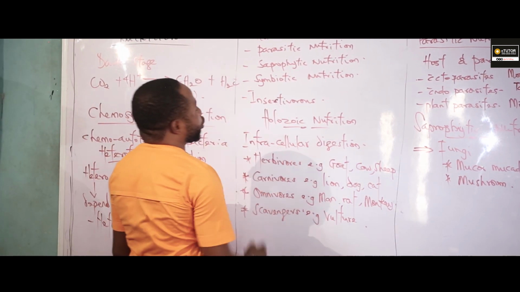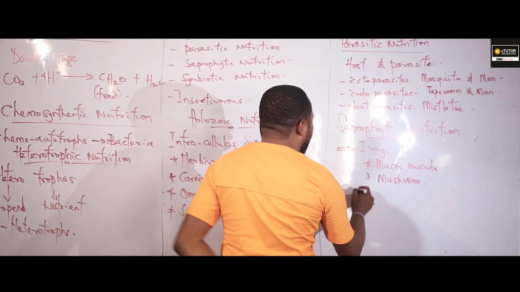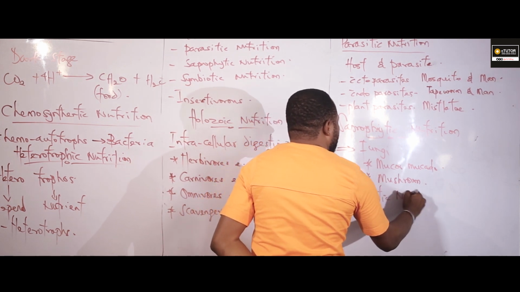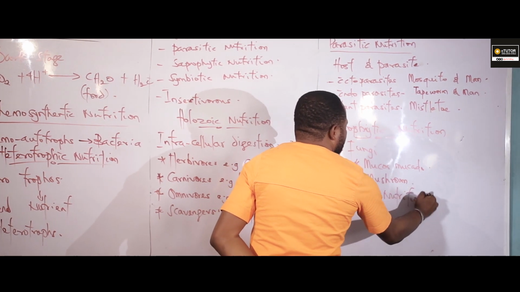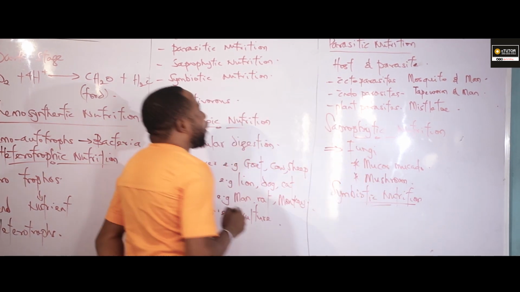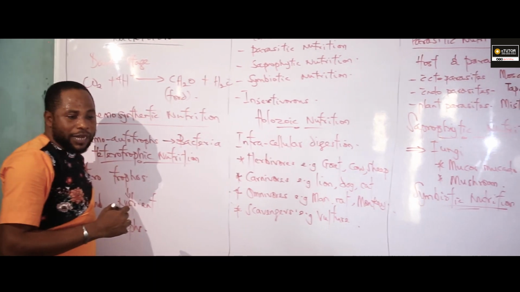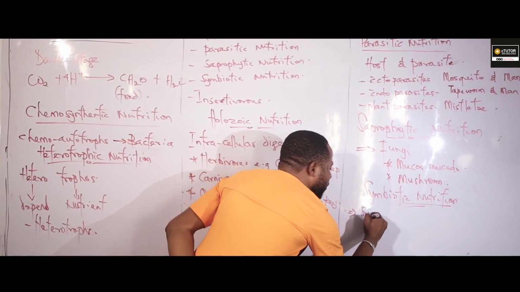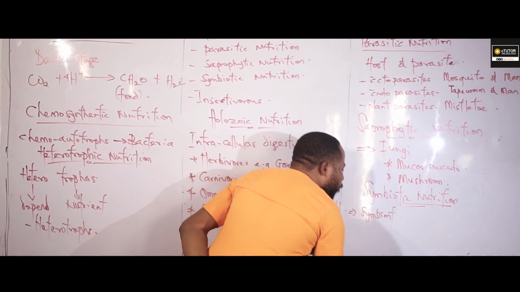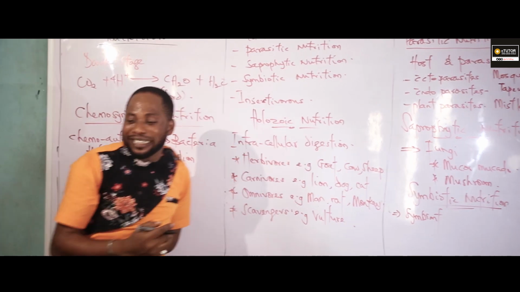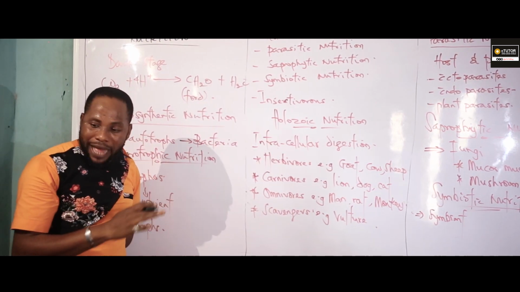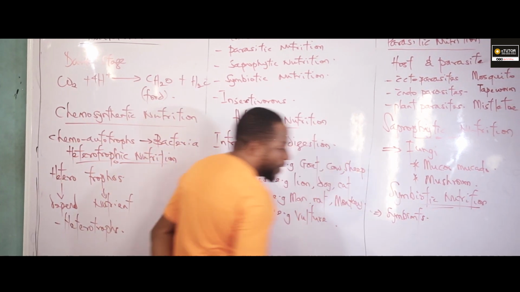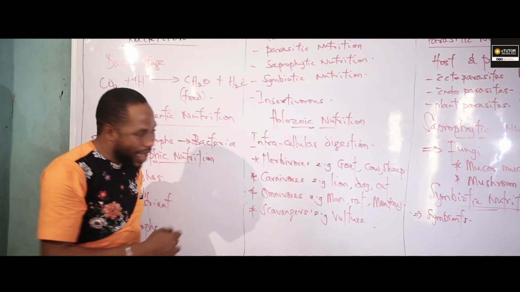The next one quickly is symbiotic nutrition. In this nutrition, there are two organisms involved, and both organisms are referred to as symbiotes. In this type of nutrition, both help themselves. They benefit from each other. None of them loses from that nutrition. Both organisms, called symbiotes, benefit from the nutrition.